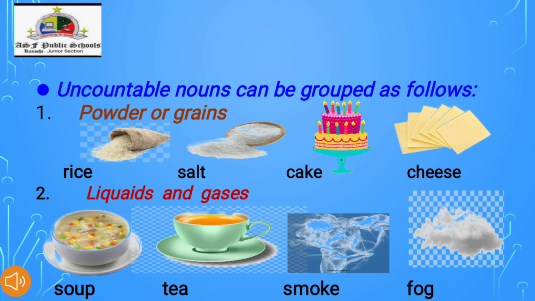Let's look at these words. These groups of words are very often uncountable nouns. Let's take a closer look. Powder or grains: rice, salt, cake, cheese. Liquids and gases: soup, tea, smoke, fog.